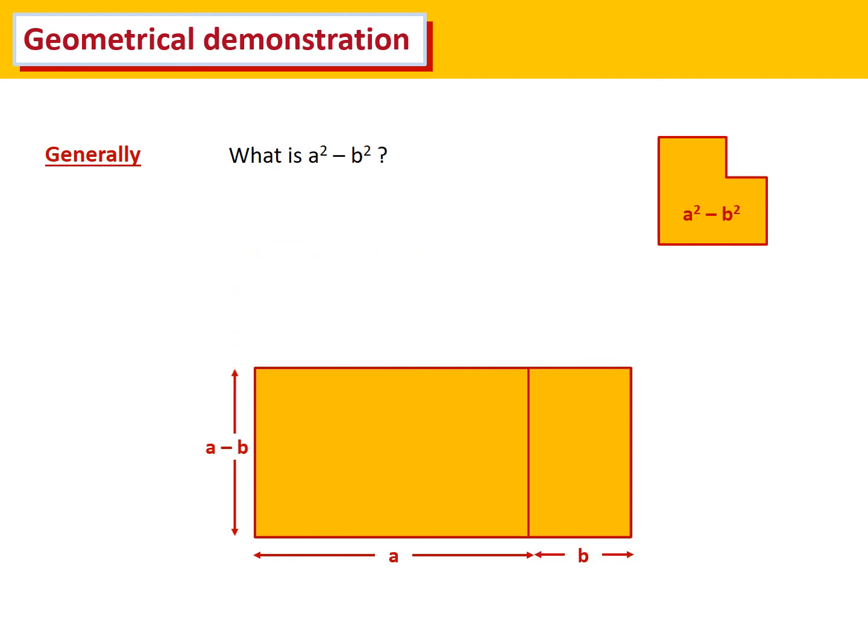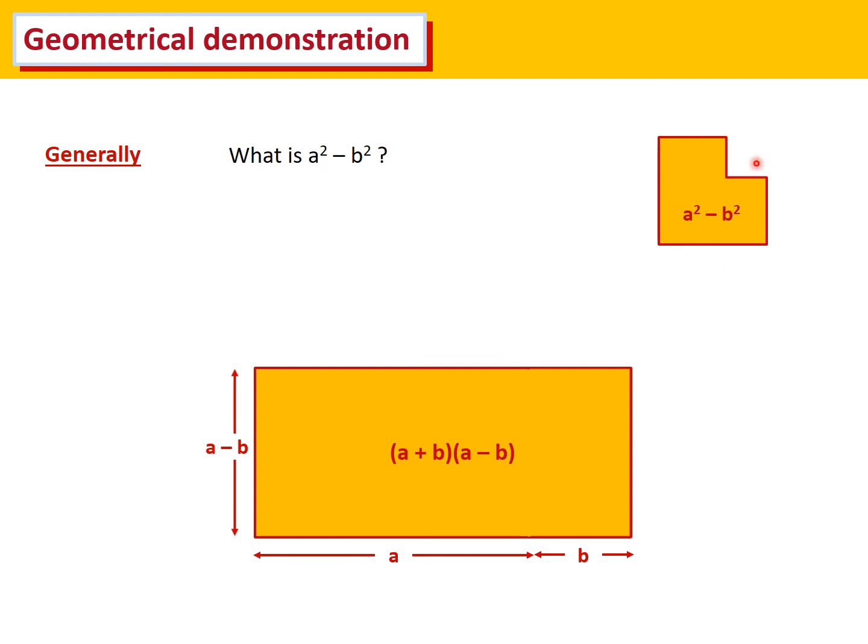Well, that length there is b, and therefore our base of the rectangle is a plus b. Our height of the rectangle we can see is a minus b, so the area of our rectangle is (a plus b)(a minus b). Hence, remember that the area of this rectangle was the same as the area of this L shape.